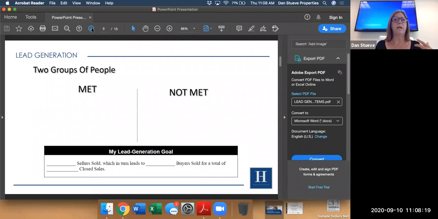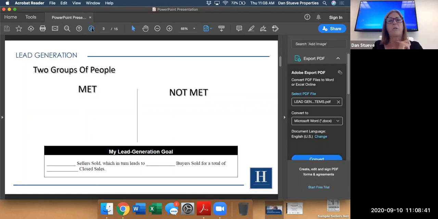Maybe you're in a yoga class. Maybe you go to a particular church. Maybe you're part of a BNI group. You don't know all those people, but they are a farm. So not mets are people that you're trying to meet, and in most cases that's considered a farm. And people who are mets are people that you have met.